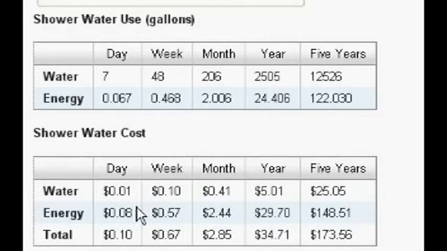67 cents a week, $285 a month, 35. Let's call it $35 a year for your drip. So there you have it. 10 cents a day. Might be a little more for you, might be a little less for you if you wanted to figure it out more in detail. Hopefully now you can. Thank you.